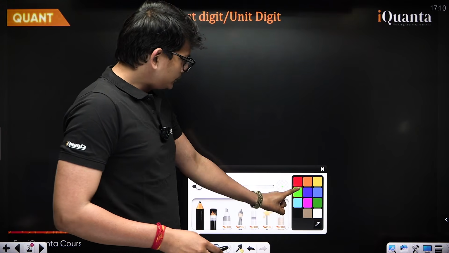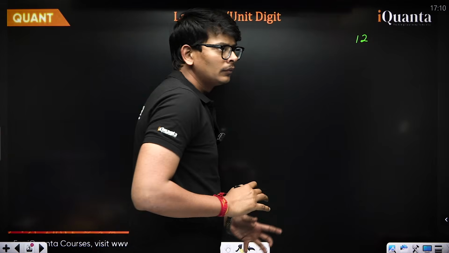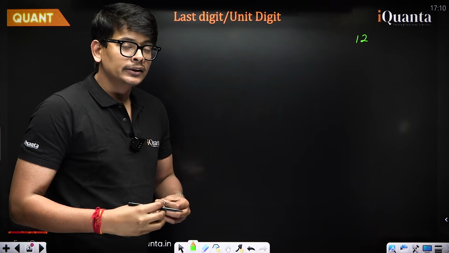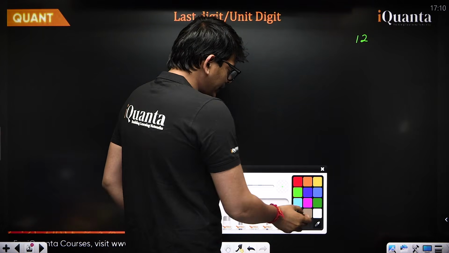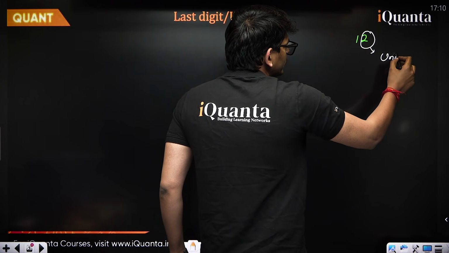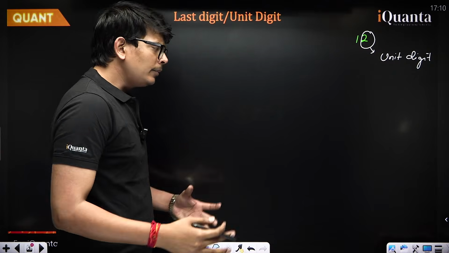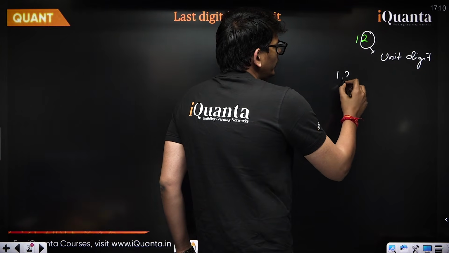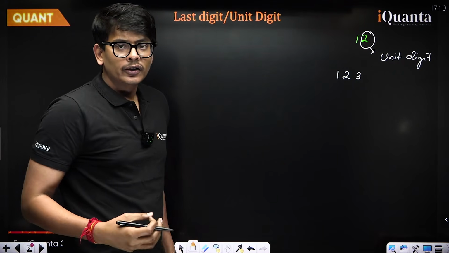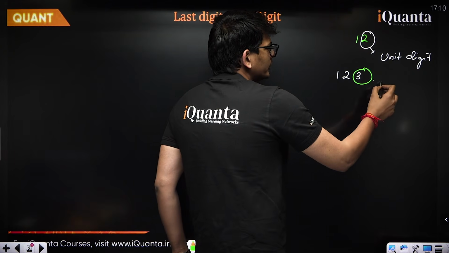So suppose this number is given to us, 12, and if I ask you what will be the last digit or unit digit, you will simply say 2 is unit digit or last digit, right? Similarly, if I ask you number is 123, what is the unit digit or last digit, you will simply say 3 is the unit digit.